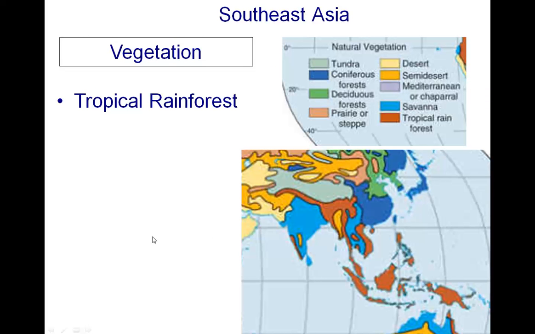Because it's a tropical climate, tropical rainforest is a major part of the vegetation that we find in this region. You can see it through the islands of Indonesia, the Philippines, Vietnam, and Cambodia. And so tropical rainforest is extremely important.